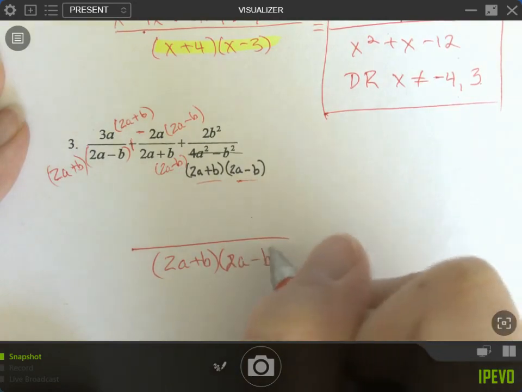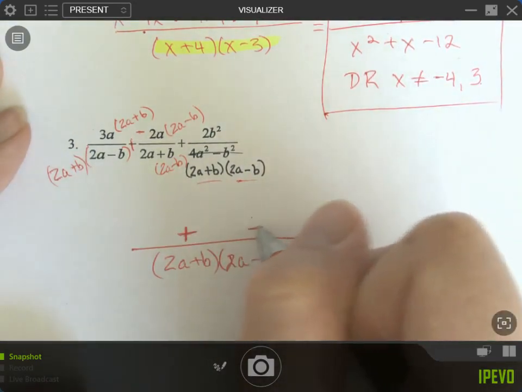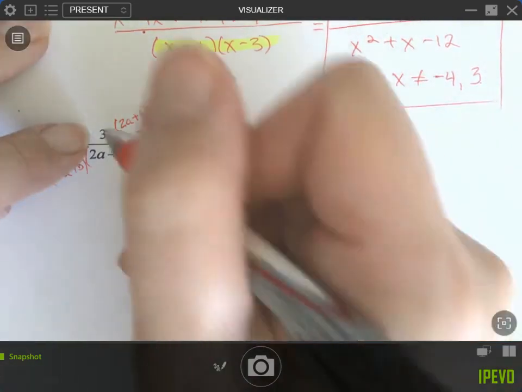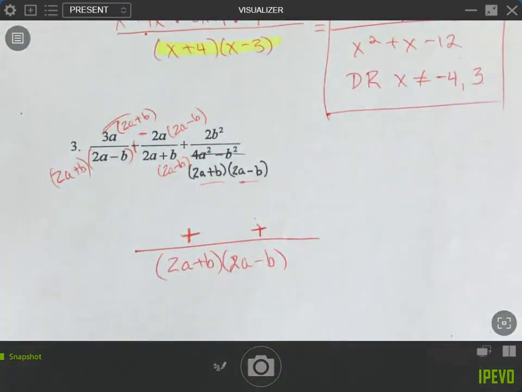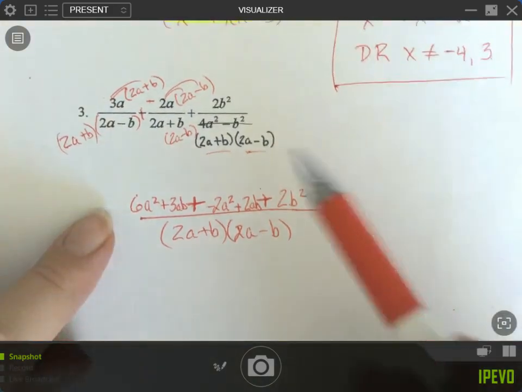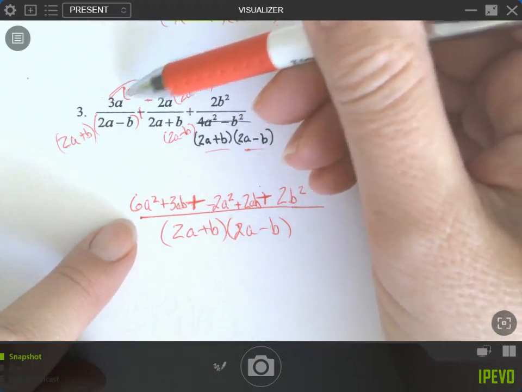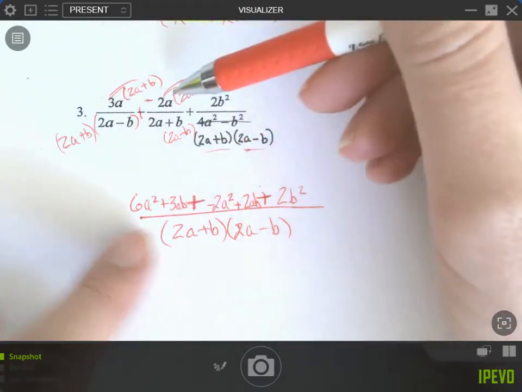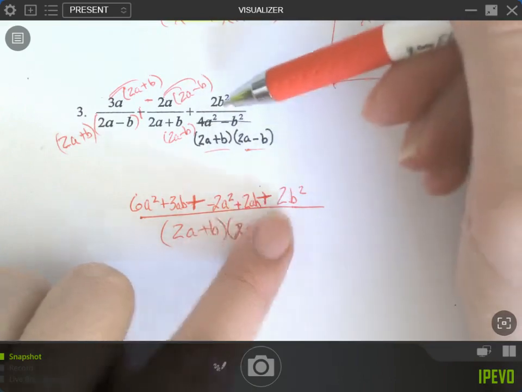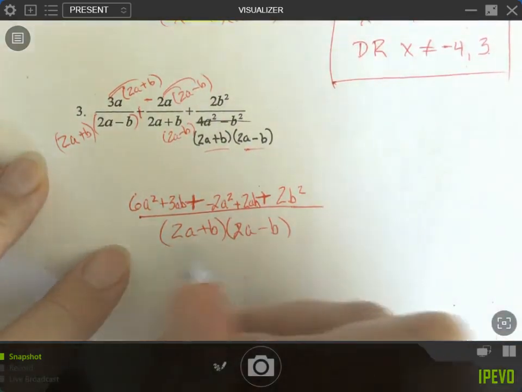2a minus b. When I go to clean up my numerator, here are the three chunks. Over here, I'm distributing a 3a. Okay, so for this last problem, I went ahead and did a pre-distribution here because we were trying to finish up. So I distributed this piece. I came down here. I distributed the middle. Here it is. And then the last piece is here. Okay, now I'm going to clean up my pieces.